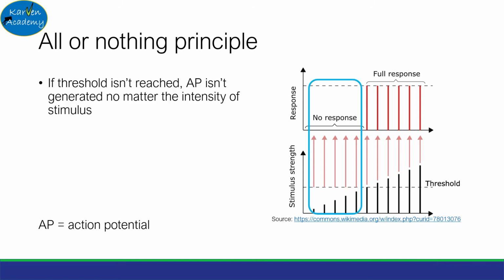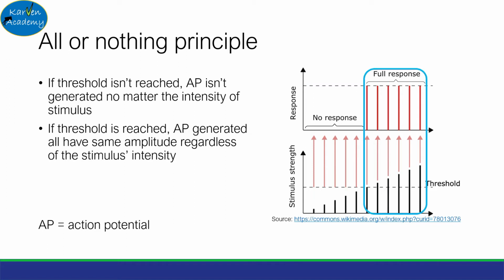This explains that if threshold potential isn't reached, an action potential isn't generated no matter the intensity of the stimulus, as shown by this blue rectangle. But if threshold is reached, the action potential generated will have the same amplitude, that is, the same voltage, regardless of the intensity of the stimulus. Our nervous system codes action potentials in a binary form, 1 or 0, hence why this principle is called all or nothing.